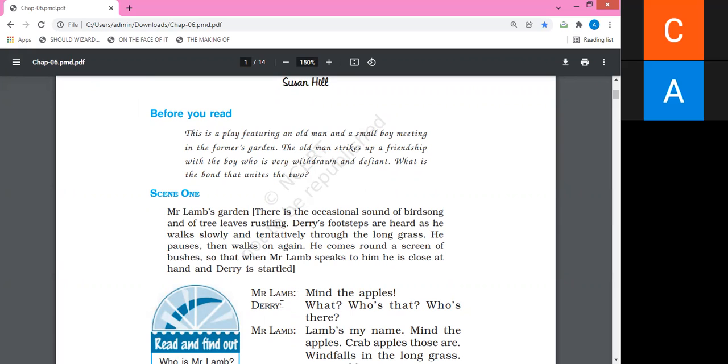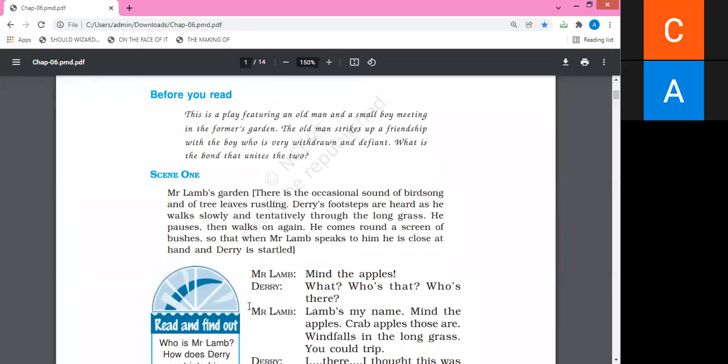Just look at the response. Derry was just inquiring in a very different way, because he was startled by that particular sound, the voice and instruction of Mr. Lamb. He had entered the garden to think, and that garden was a lonely place. Nobody would be there to interfere with his pessimistic state. I think it is very clear up to this point, there is no doubt. That is why, in a shocked way, he was speaking: what, who's that, who's that?